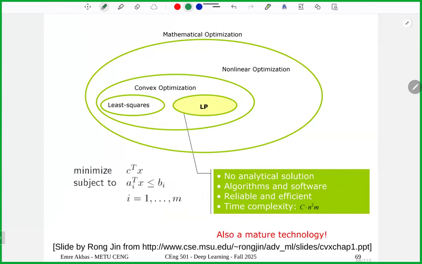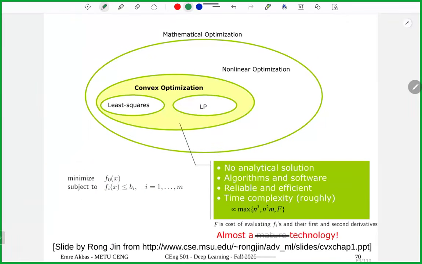Linear programming has no analytical solution, as opposed to least squares, but we still have algorithms and software, and they are reliable and efficient, and the time complexity is still manageable. These are problems in this form: you minimize a linear function of x, c transpose x, subject to some linear constraints. This is also considered a mature technology. Linear programming optimization problems are solvable with reliable and efficient guarantees.